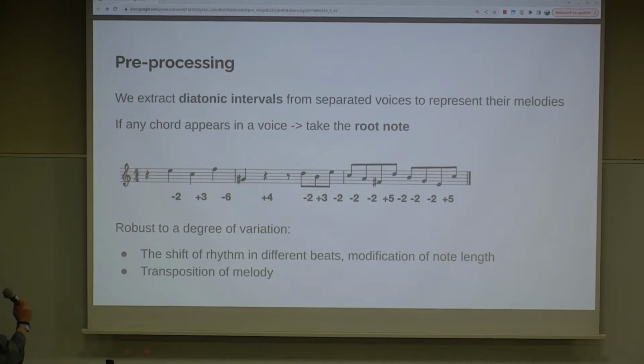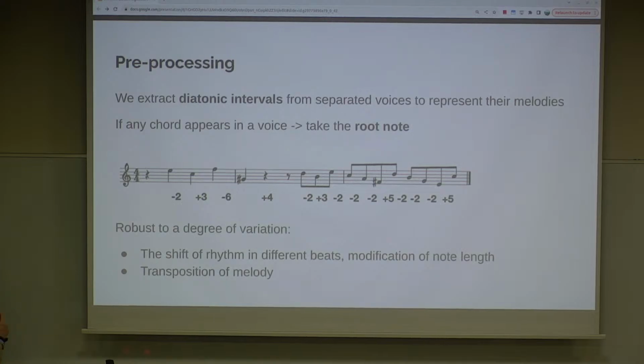For pre-processing, we consider a 12-tone equal temperament system, and we extract diatonic intervals from separated voices to represent their melodies. If any chord appears in a voice, we take the root note. Here is an example where we have a descending second, and then an ascending third, and so on. We also tried chromatic intervals, diatonic scale degrees and other things, but we found this one to be the best representation because it's robust to a degree of variation.